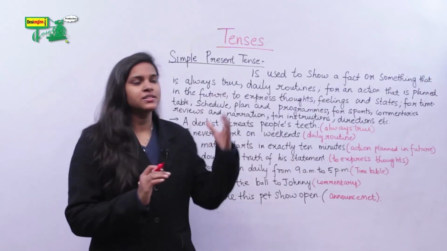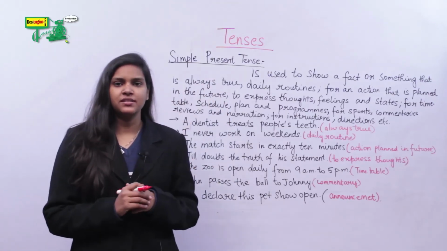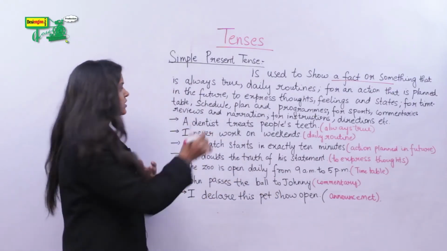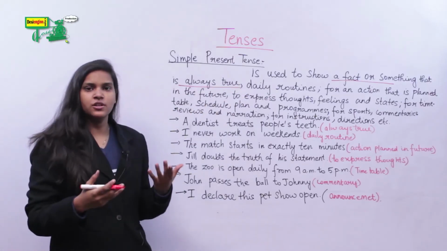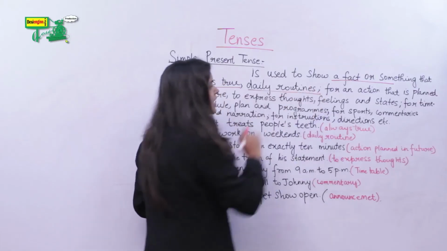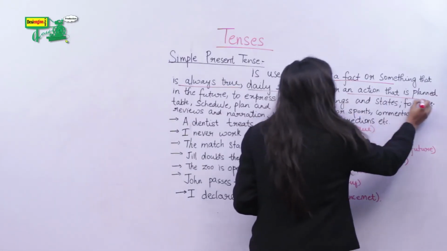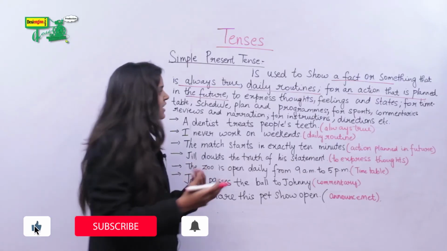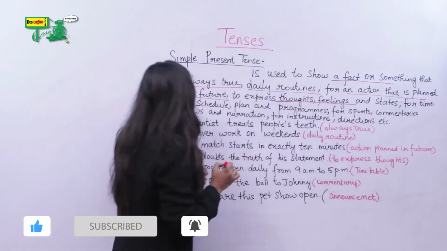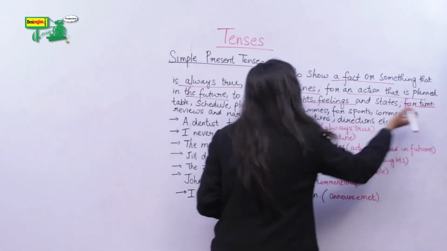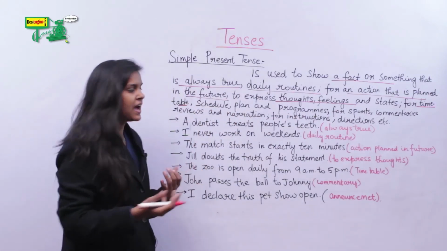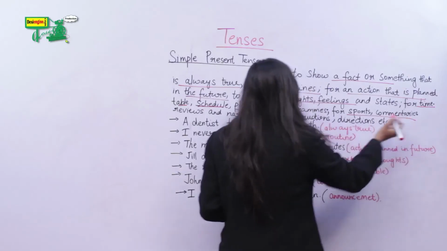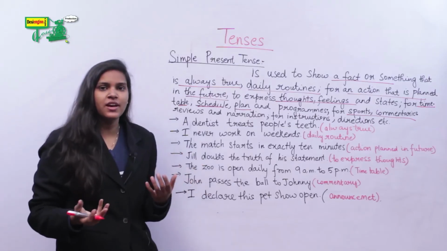Let's start with simple present tense. Simple present tense is used to show a fact or something that is always true. It is also used to show daily routine, for an action that is planned immediately in the future, to express thoughts, feelings, for timetable, schedule, plan, for sports commentaries, for instructions, directions.